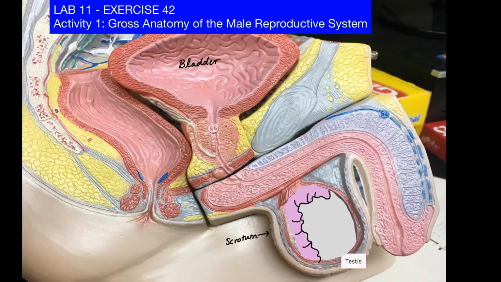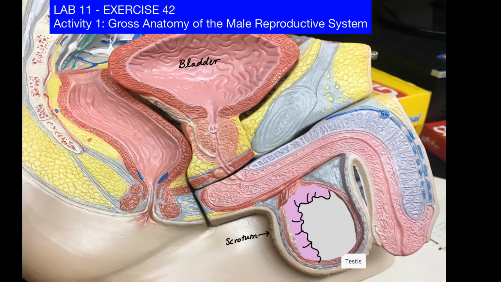So what we're going to do is follow along the gross anatomy here, just as if we were a developing sperm cell. What's the path that these gametes take from where they're produced in the testes to when they are released via ejaculation from the penis? That's just easiest for me, to follow the pathway.